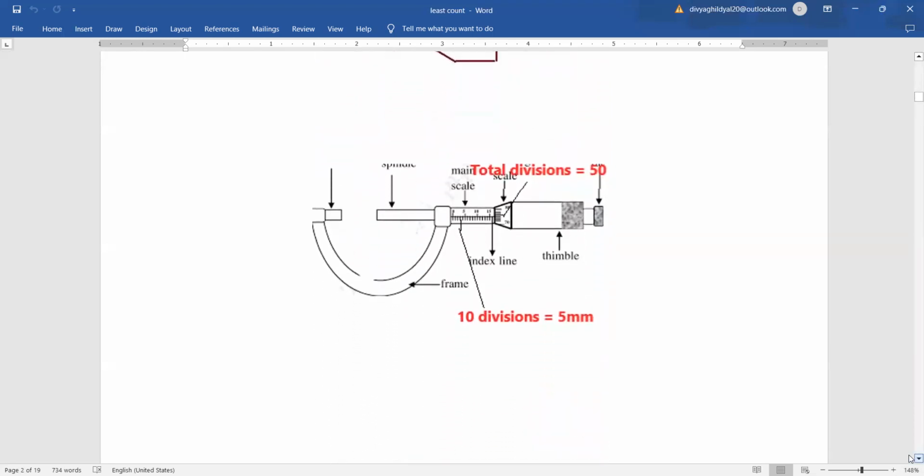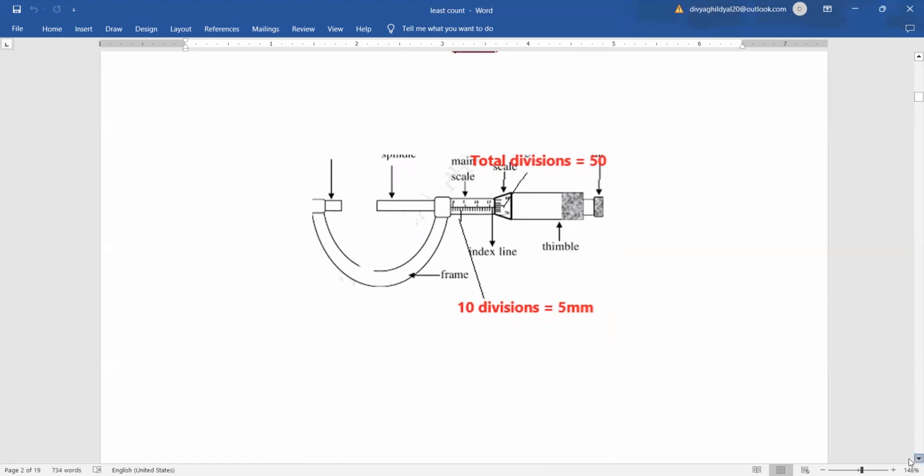So this is how, when we open the screw gauge, inside is the main scale and this circular scale is the vernier scale. 10 divisions here, 5 up, 5 down are giving us 5 millimeter and total divisions on the vernier scale are 50.